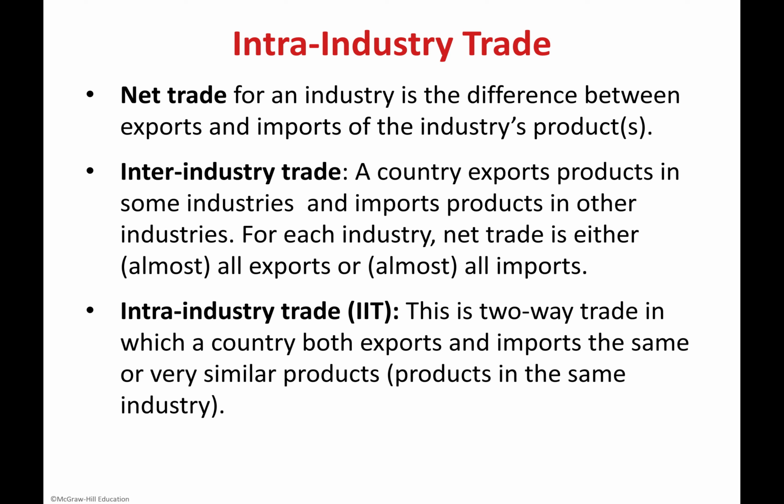Well, the reason is because this is really an imperfect competition industry. In other words, it's an industry where you do have economies of scale. So we both import cars and we export cars, and that is intra-industry trade. The net trade for an industry is the difference between the exports and imports. Inter-industry trade is what we have with the Ricardian model and the Heckscher-Ohlin model. We're exporting one product and importing a very different product. With intra-industry trade, we're both exporting and importing the same product.